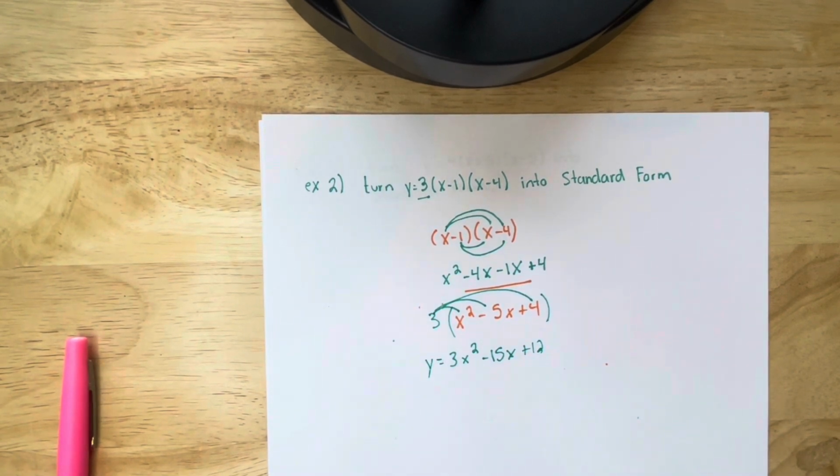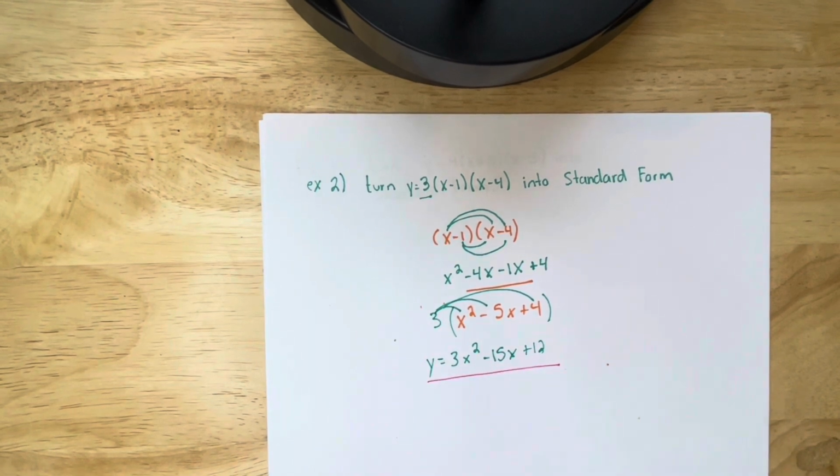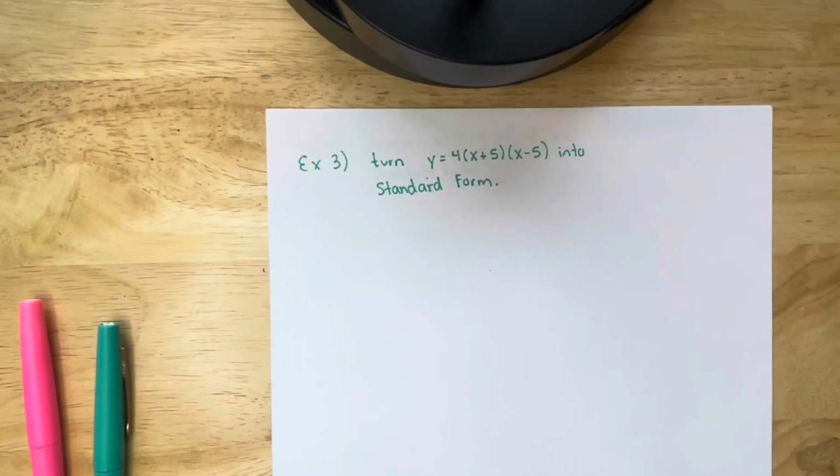And now you just turned something that was in factored form into standard form. Which remember, standard form is ax squared plus bx plus c. So in this example, notice what form you're in. And remember, at any point that you feel comfortable, stop the video, try it on your own, and then resume the video to see if you get it right.